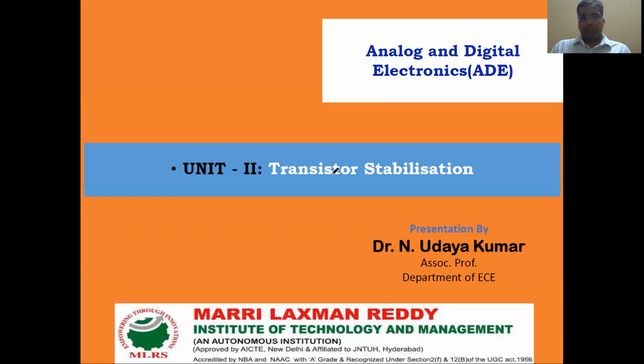Today, our topic is transistor stabilization. Before going to transistor stabilization, I would like to discuss what was covered in the previous session. In the previous session, we talked about transistor biasing. In biasing, we add voltages to keep the collector current and the VCE voltage at the output side stable. We call it biasing.